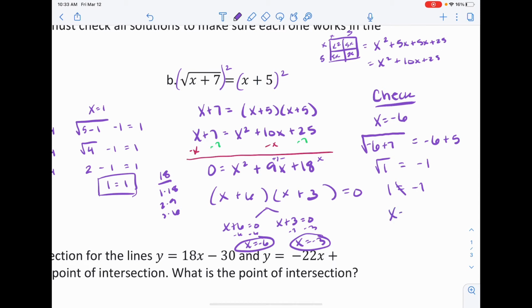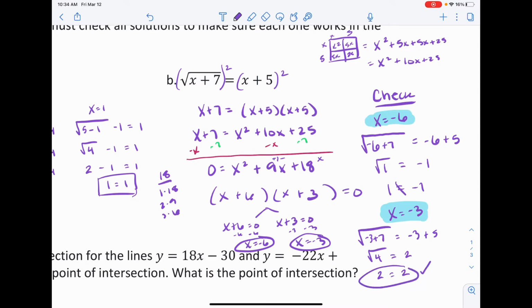Now let's try x equals negative 3. Let me do a little highlight here so you guys can see where I separate them. So that gives me the square root of negative 3 plus 7 equals negative 3 plus 5. Negative 3 plus 7 is 4, and negative 3 plus 5 is 2. The square root of 4 is 2, so 2 does equal 2. So that solution does check out.